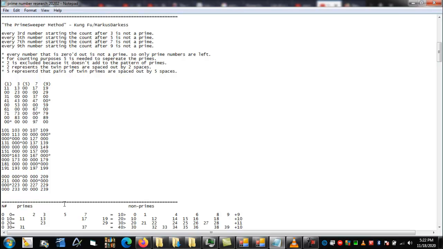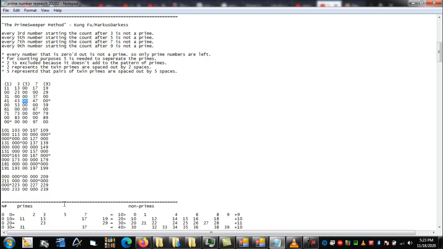Same goes for 9. Let's count 9 spaces: 1, 2, 3, 4, 5, 6, 7, 8, 9. You see here, this is supposed to be 27, and as you can see, it's not a prime. Then we count 9 again: 1, 2, 3, 4, 5, 6, 7, 8, 9. We end up here on 45, which is also not a prime. Of course, because it ends in 5, it's not a prime. And you just keep on going.